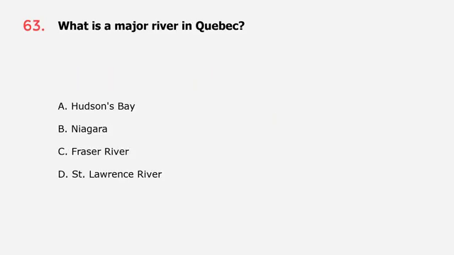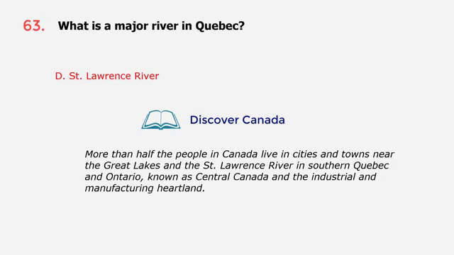Question 63. What is a major river in Quebec? A. Hudson's Bay. B. Niagara. C. Fraser River. D. St. Lawrence River. The answer is D. St. Lawrence River.